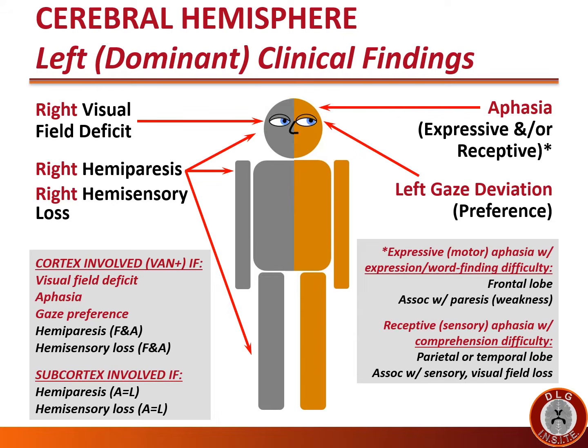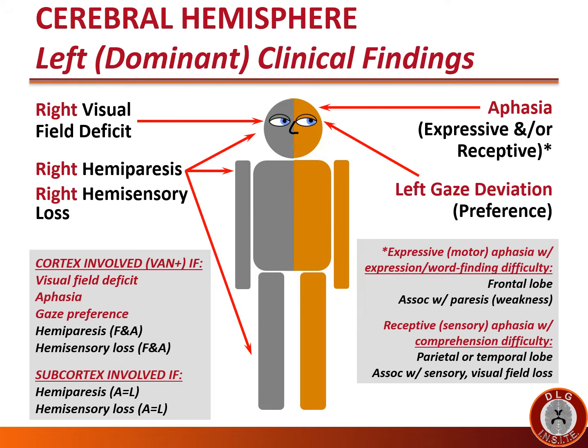Now, expressive aphasias, as said before, are more frontal, so these folks will also commonly have weakness on the other side, on the right side. The sensory aphasias, receptive aphasias, more posterior in the brain, are more likely to be associated with sensory deficits or visual field loss. This pattern of left hemispheric dysfunction is commonly due to occlusions of the middle cerebral artery in ischemic stroke. And that's when we typically use the VAN acronym the most.